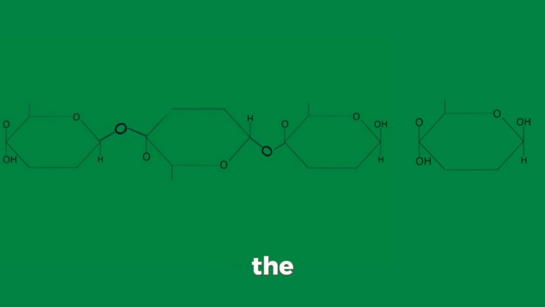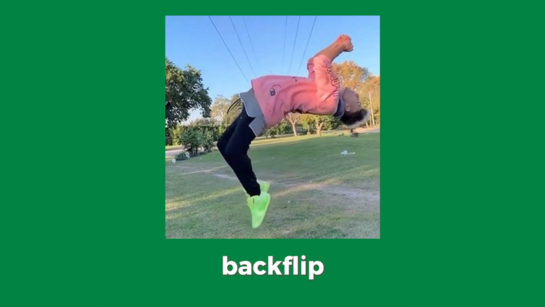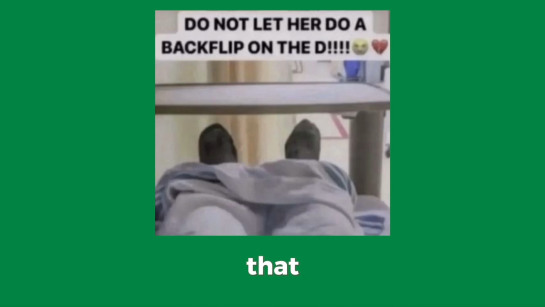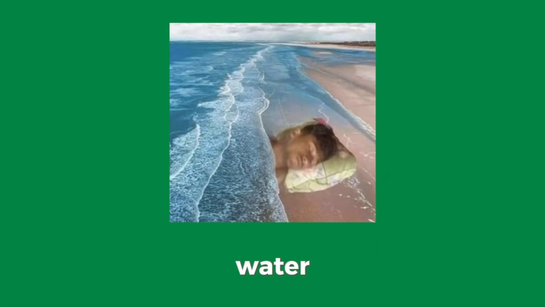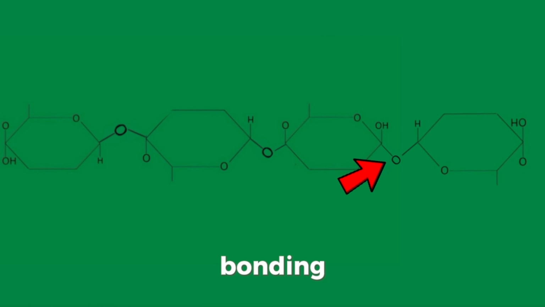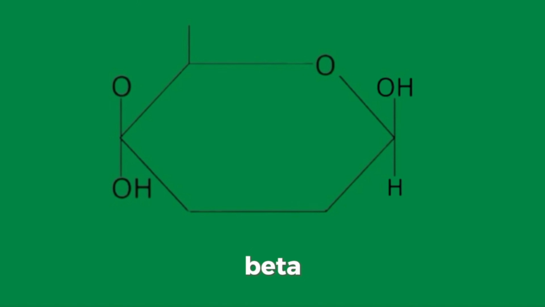Because the second glucose is flipped but the third one isn't, the glycosidic bond can't be formed because the hydroxyl groups are not planar, not adjacent to each other. So what happens, bro? It just flips. It does another backflip, and that way the hydroxyl groups are adjacent to each other again. So they form their molecule of water, they get their glycosidic bond in, and they live happily ever after. So this is how beta glucose works.